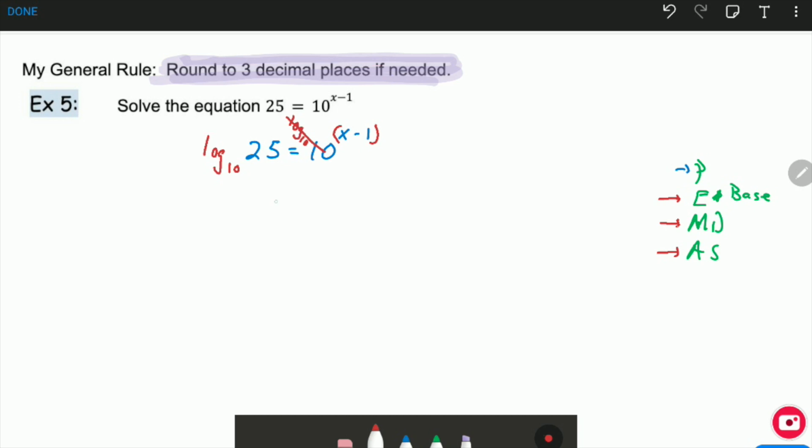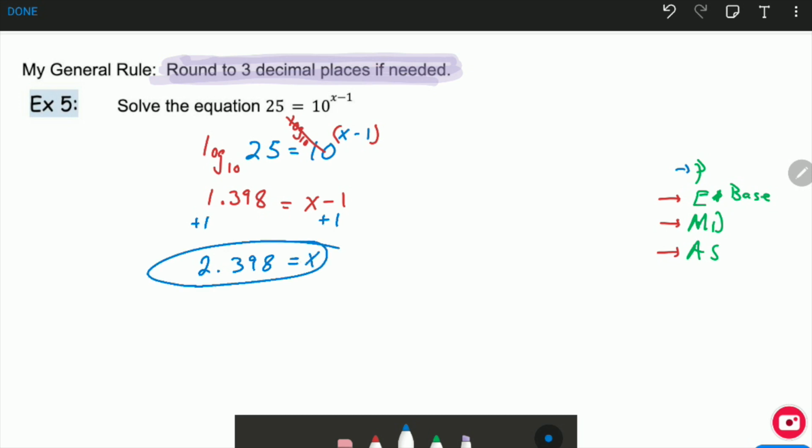Log base 10 and 10 to the power are inverses. They cancel out, and we're left with x minus 1. On the other side, log base 10 of 25. Now, I don't know what that is off the top of my head, but I can easily type that into a calculator and get 1.398 if I round to 3 decimal places. And then if I finish it off by adding 1, 2.398 is the value for x. And there we have it.